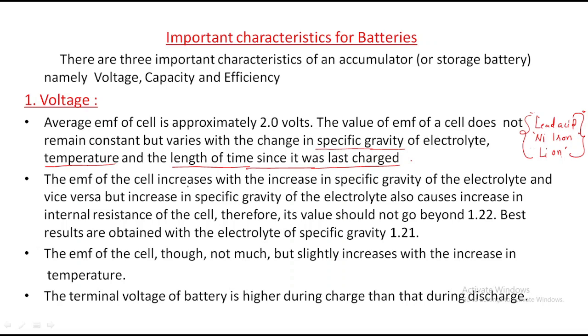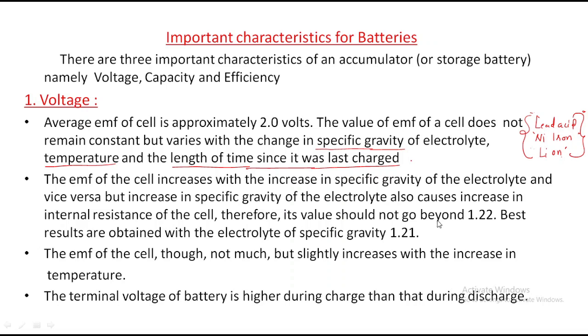The EMF of the cell increases with increase in specific gravity of the electrolyte. So if the specific gravity increases, automatically the EMF will increase, and vice versa. If it decreases, the EMF will decrease. But increase in specific gravity of the electrolyte also causes an increase in the internal resistance of the cell. So we have a problem. If the specific gravity increases, EMF increases, but the internal resistance of the cell also increases.